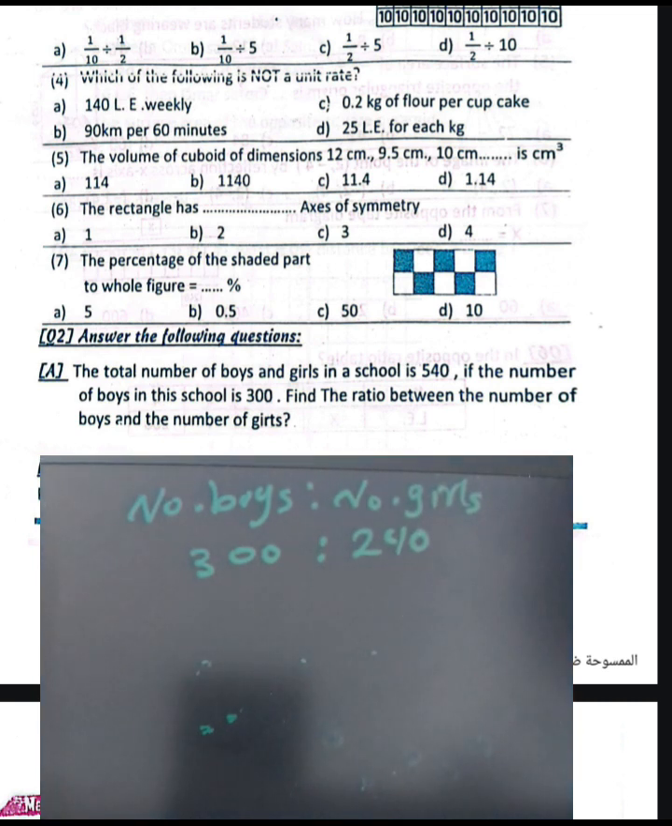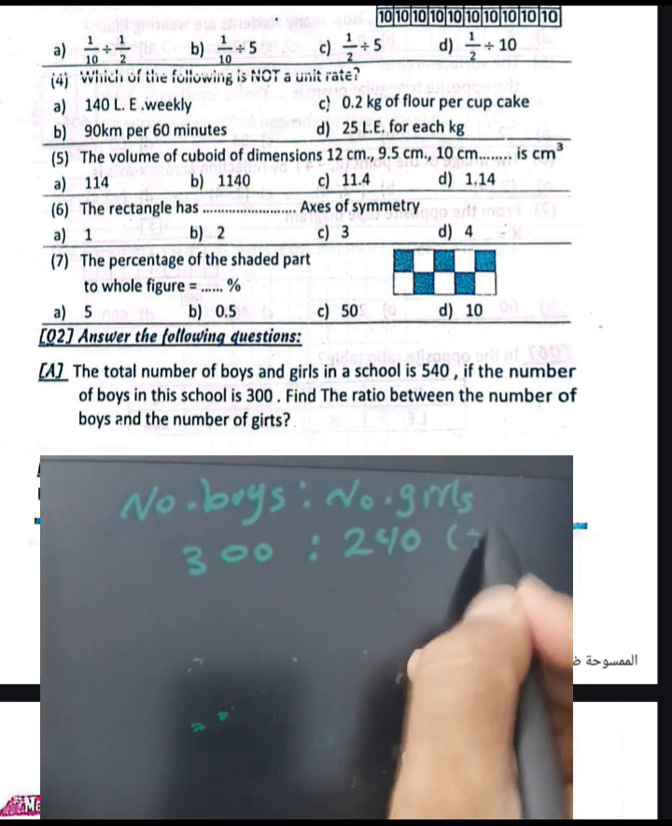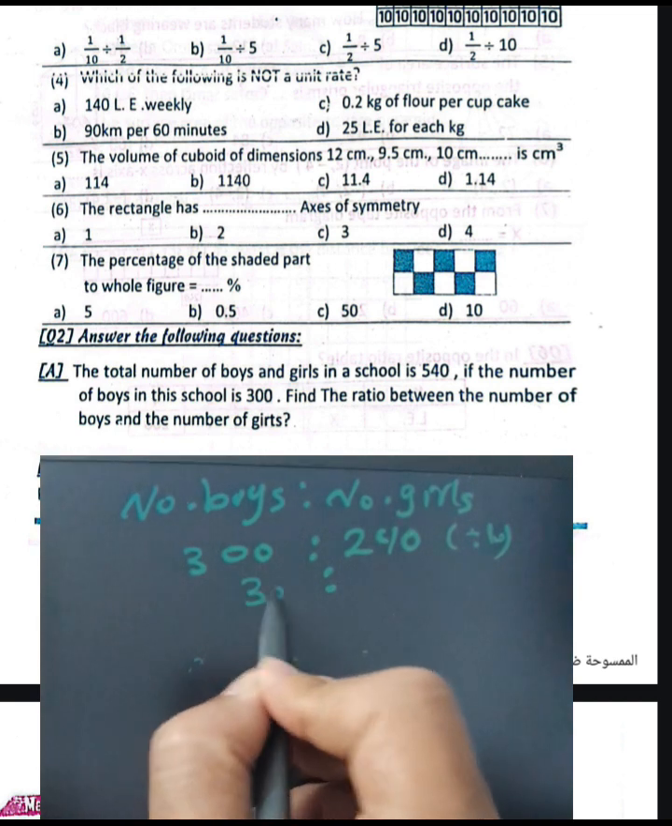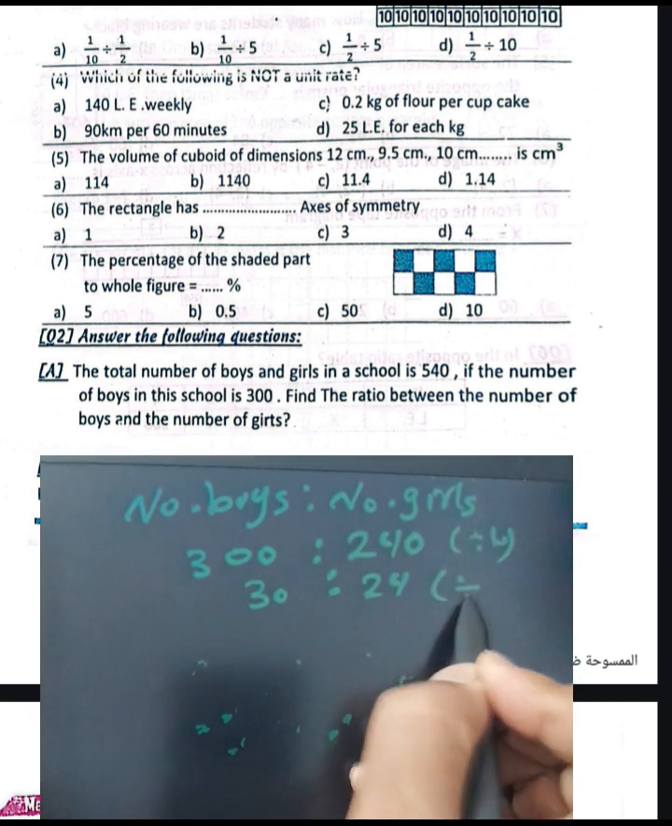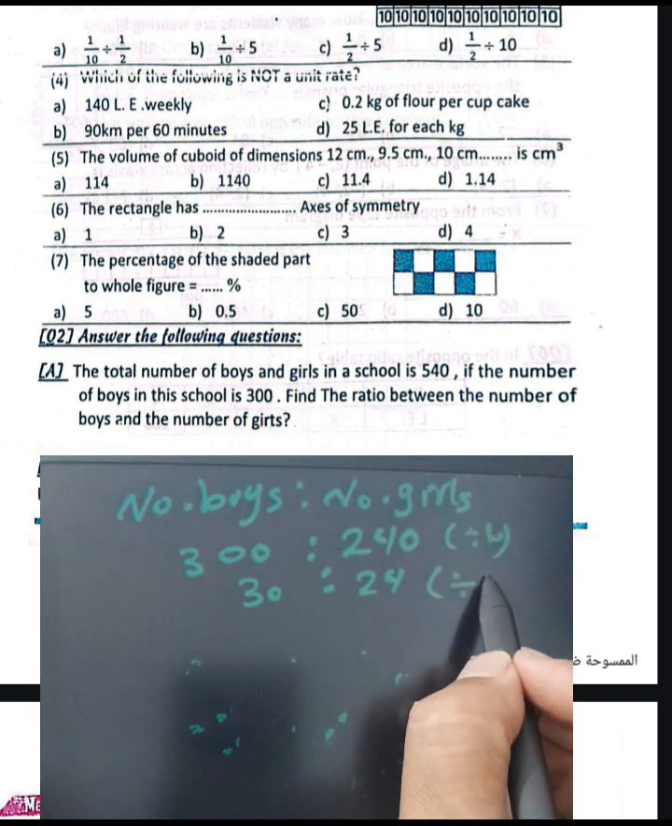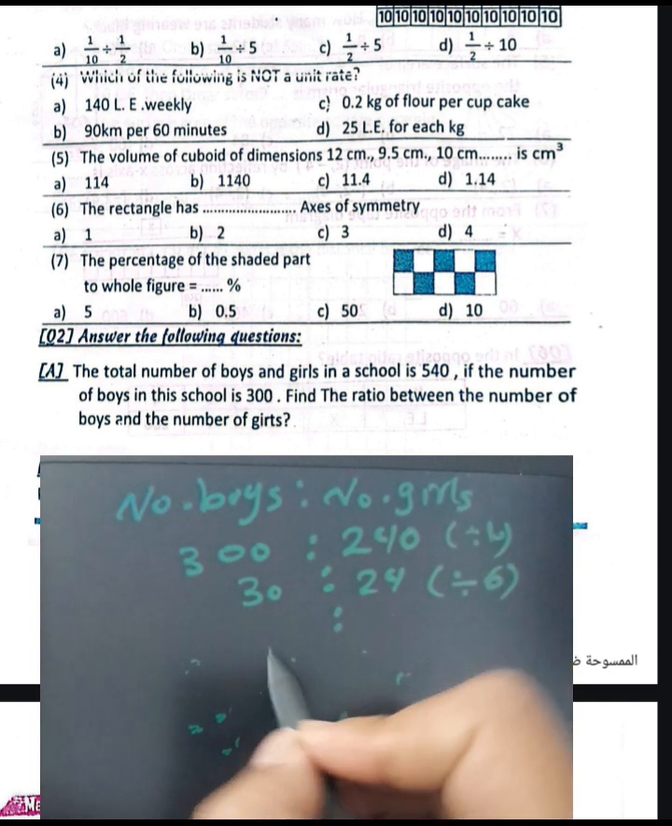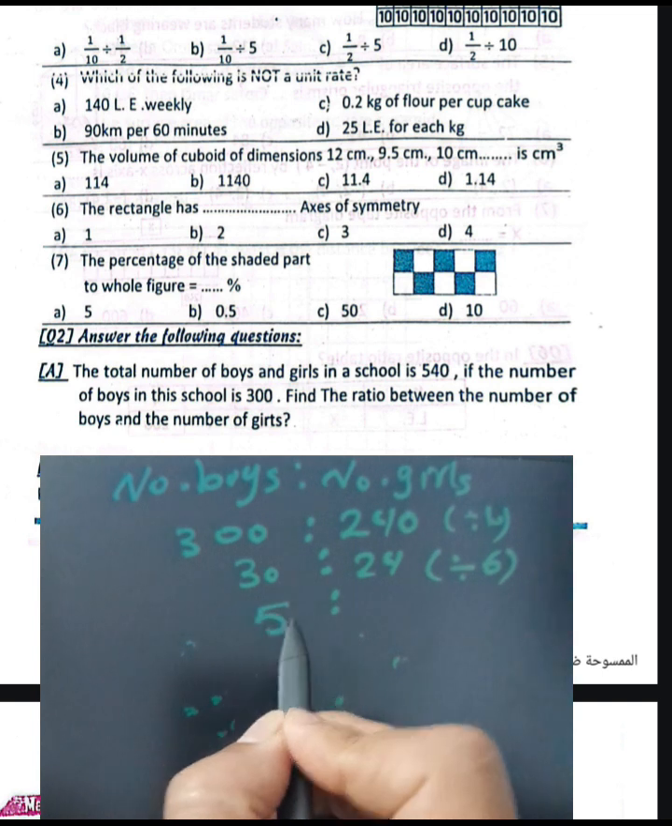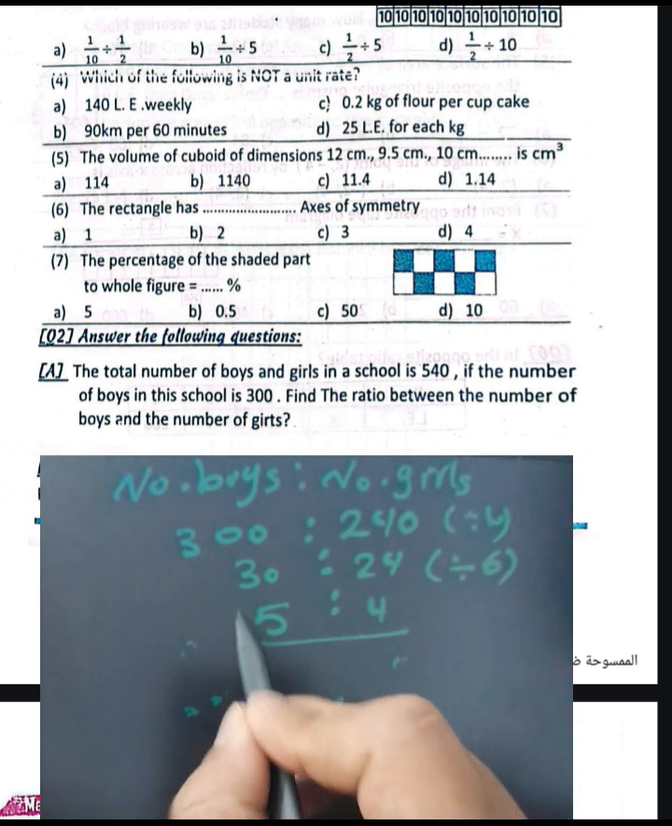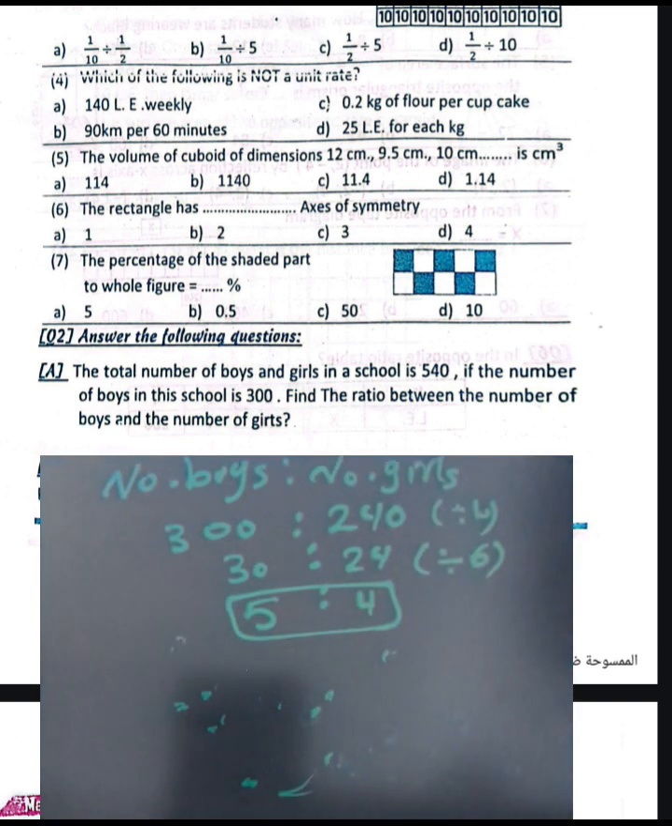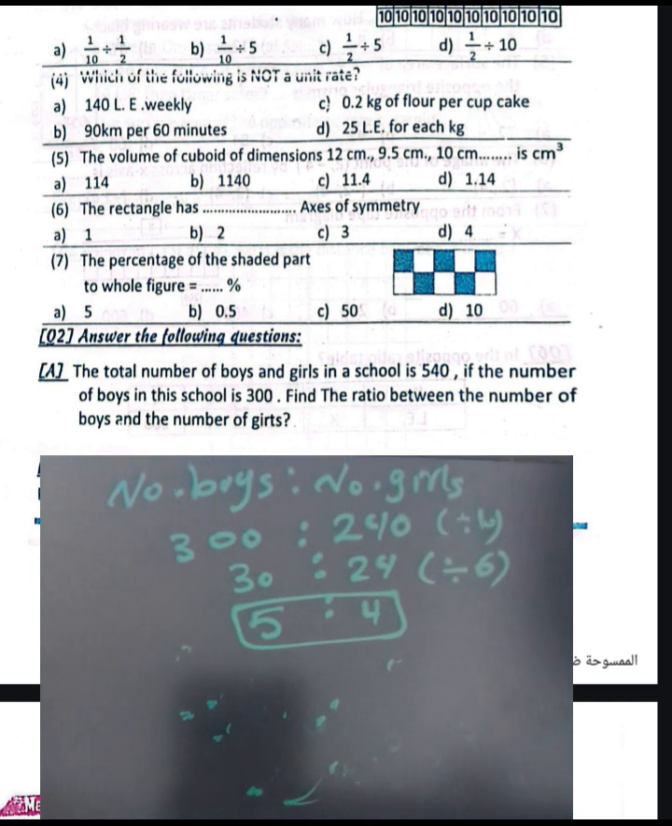And then we can simplify by dividing by 10. The result will be 30 and 24. And then we can divide by 2 or by 6. I had the common factor between them, 6. 30 divided by 6 is 5, and 24 divided by 6 equals 4. Then the ratio between the number of boys and the number of girls in the simplest form will be 5 to 4.